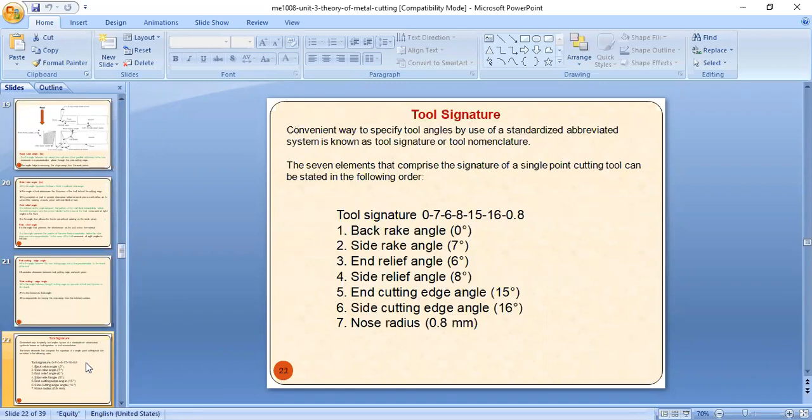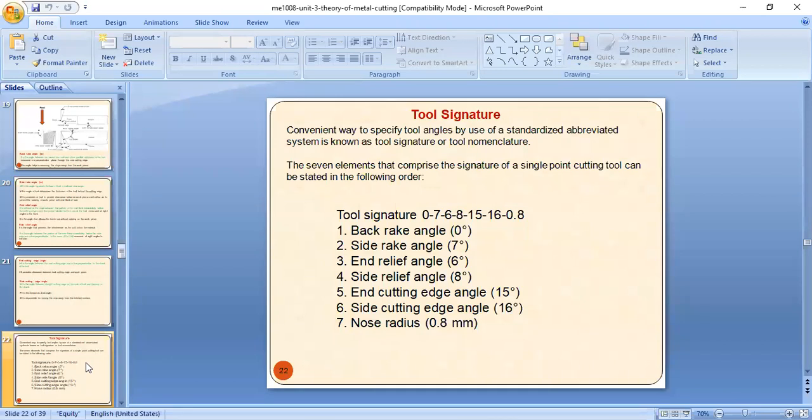Yesterday I wanted to tell the tool signature also, so I prepared the PPT regarding this. We have 7 elements that comprise the tool signature, and these are very important, because whenever you ask what is the tool signature, the first digit is the back rake angle. Back rake angle is 0 degrees. You can give the digits as you like, not exactly the example I provided. And side rake angle is 7 degrees.